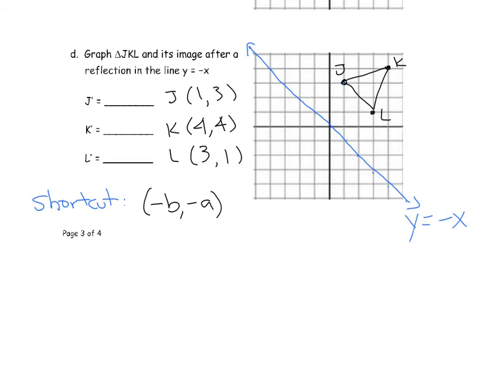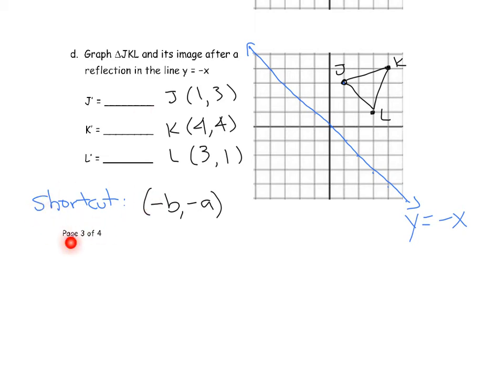All right, so our final example here, again, we have our original, our pre-image, JKL, and we're going to create our image after reflecting it over the line of y equals negative x. So here's y equals negative x, already drawn for you.